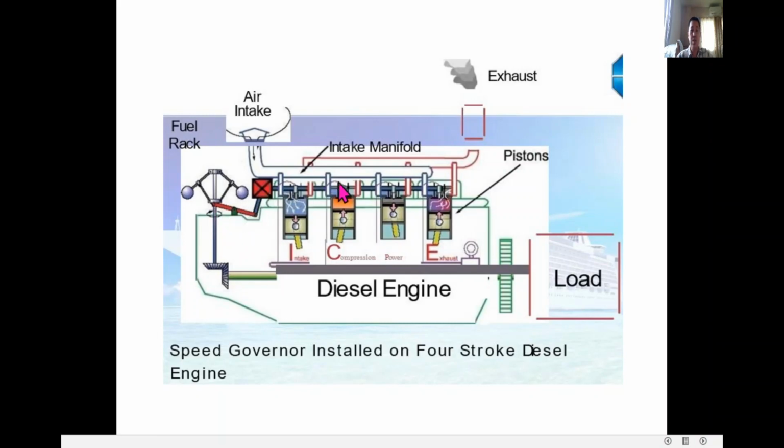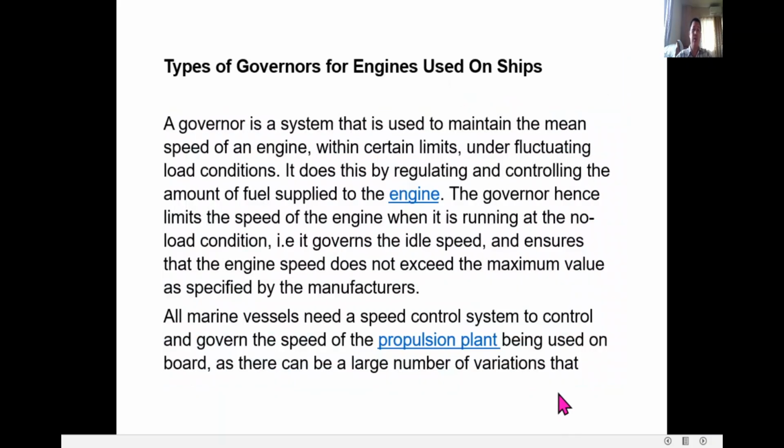Here is your fuel rack, fuel linkage, and this is your fuel rack. It gives more fuel if the engine is still at low speed, and if the engine is up to the desired RPM, it will maintain. I have the fuel rack, air intake here, intake manifold, the piston, and exhaust. This is your governing system. Types of governor for engines used on ships.